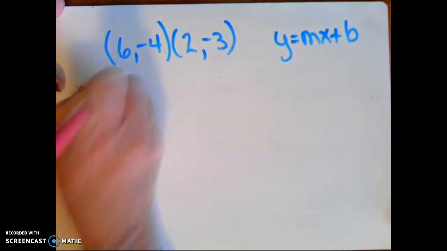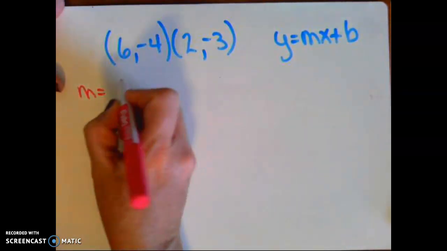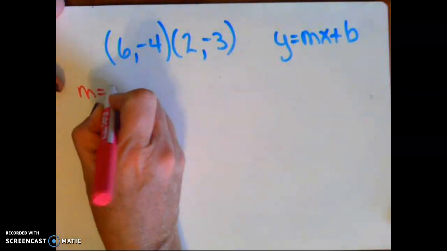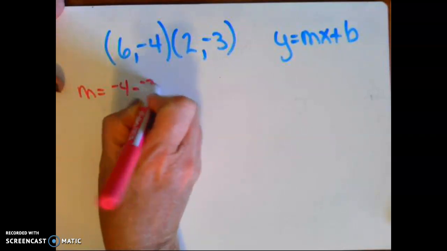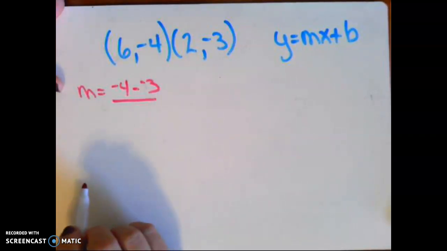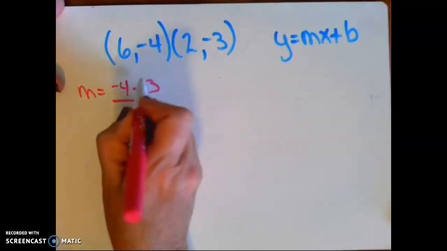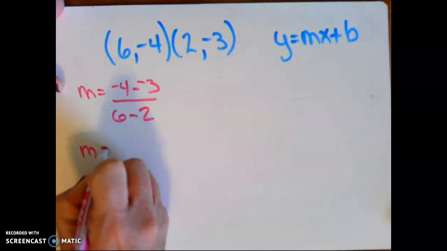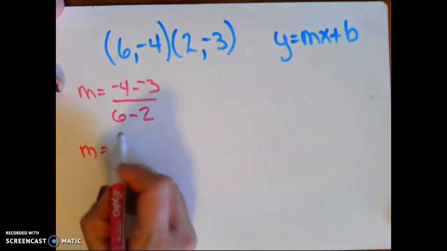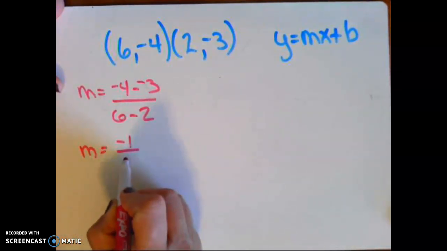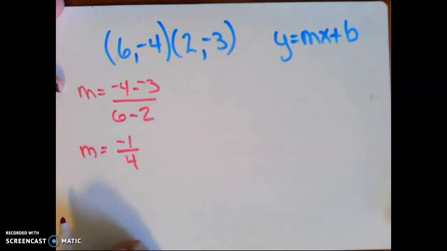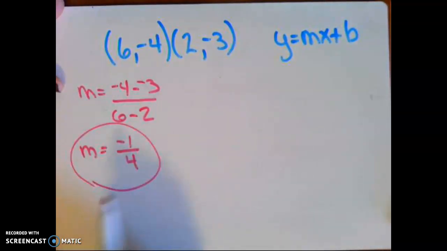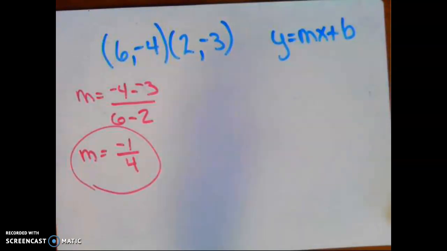I'm going to start by figuring out my slope, which is the difference of the y's over the difference of the x's. So I have -4 minus -3 over 6 minus 2. When I go ahead and simplify, I am looking at a -1 over a +4. So that is the slope of this line. Now I need to figure out my b.